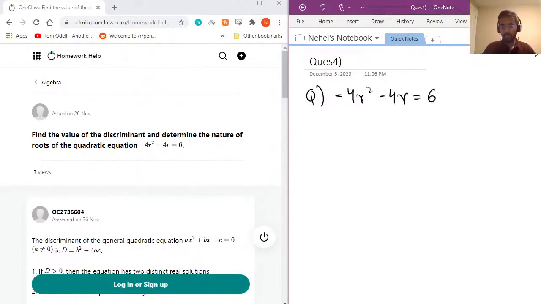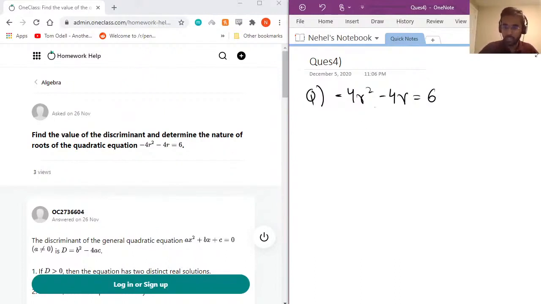So first of all, don't get confused about why it is not in terms of x. The quadratic equation can be in any term, meaning the variable can be x, y, z, whatever. In this case, the variable is r.